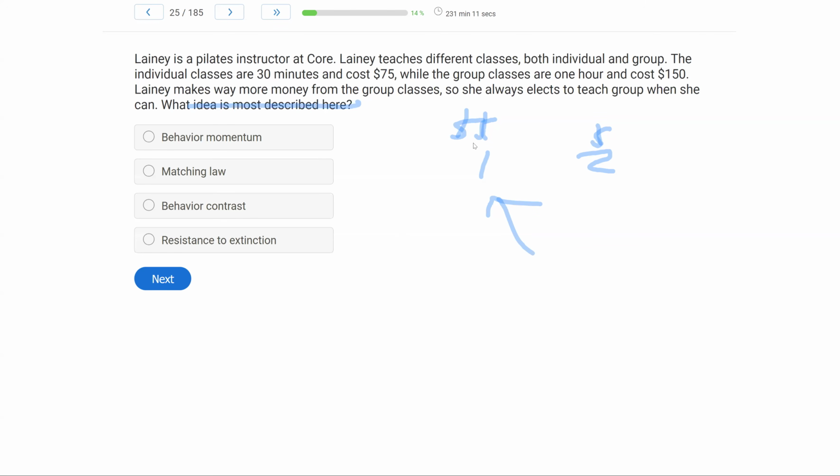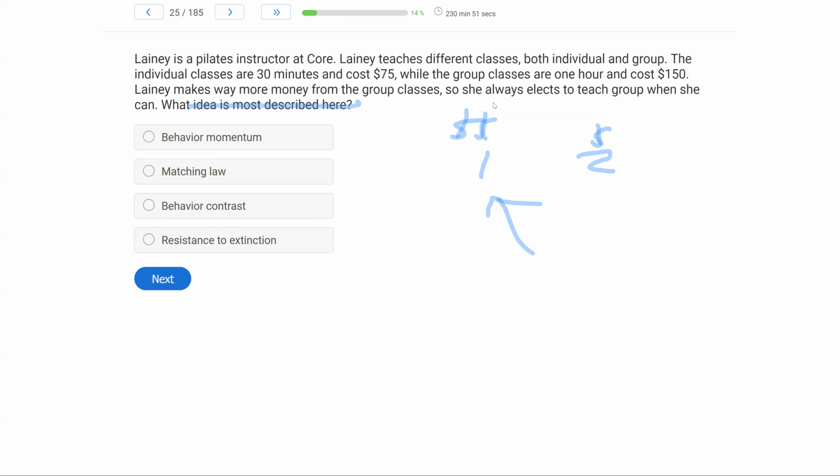A, behavior momentum. This is not necessarily behavior momentum. We're not talking about high probability sequences here. What we're talking about is matching law. Behavior tends to happen with the same ratio of reinforcement, or behavior tends to go where reinforcement is.